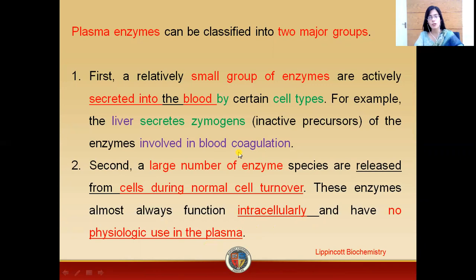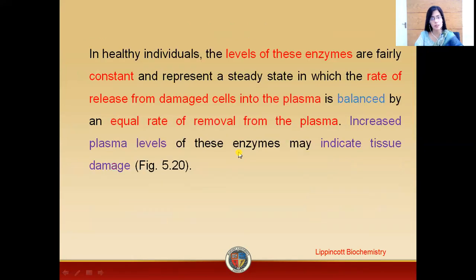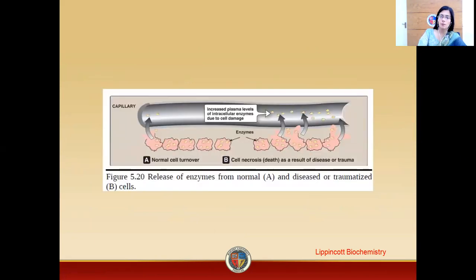So now going into the differences between these two enzymes. There are certain differences between these two enzymes. But before going into detail of these differences, look at this diagram. This is representing that we have a normal cell that is releasing its enzymatic content, or that is releasing its enzyme into the plasma at a certain or the controlled rate. I was discussing normal turnover.